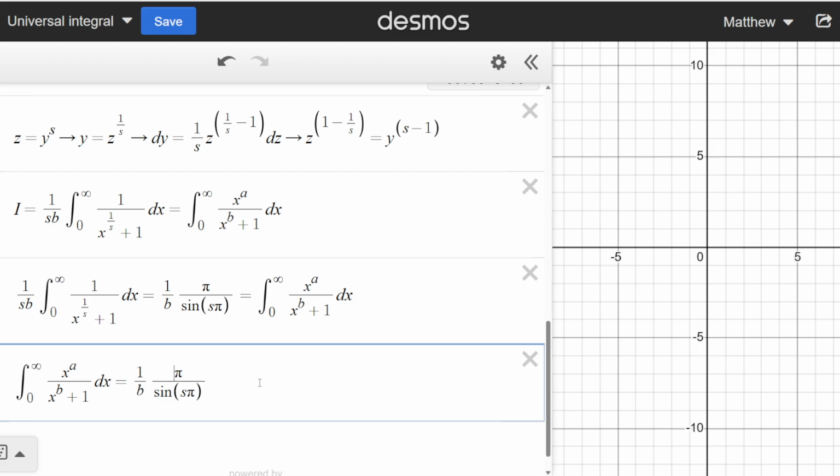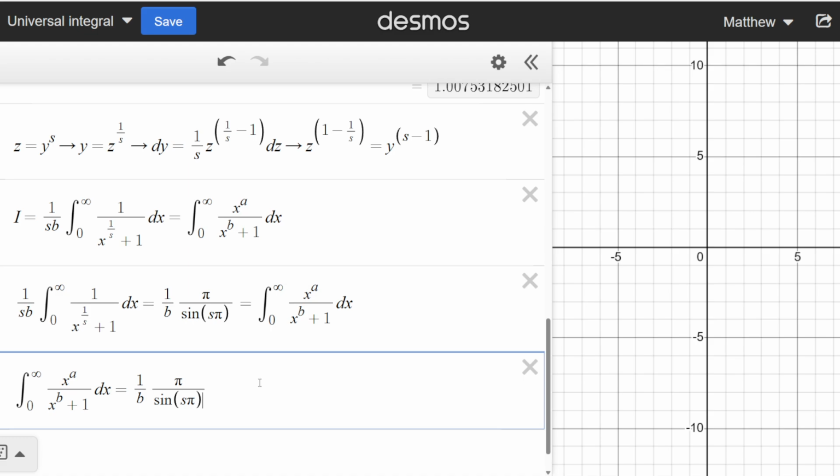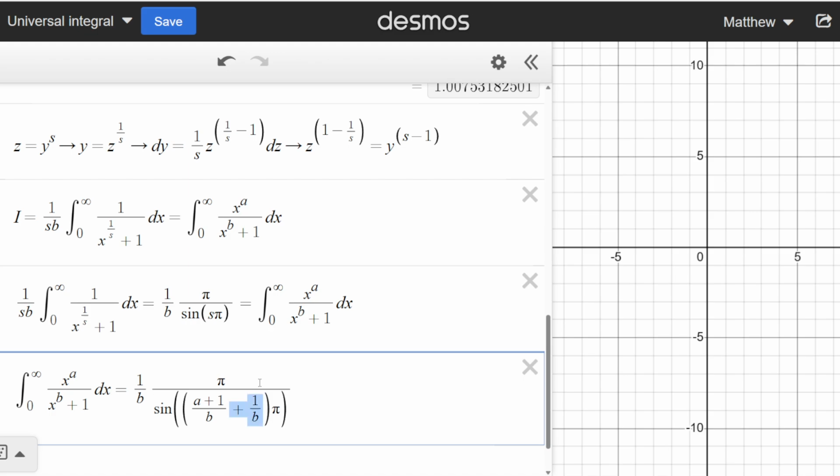But wait, we have A and B over here, and we have B and S over here. But don't worry, don't forget, S was just a constant that we renamed. So all we have to do is copy this down there and replace S with it. We'll put it in parentheses, and there we go. So this part right here is just going to simplify to A plus 1 over B. And I think we are done.